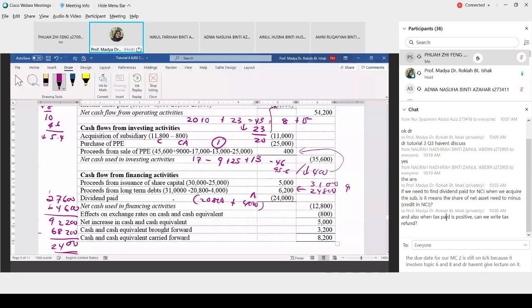So effect of the exchange rate on cash and cash equivalent. Since you have a loss here, that loss you need to minus here. So you're going to have net increase in cash and cash equivalent. This one refers to the additional information number 3. It's mentioned that the loss of forex will affect your cash and cash equivalents. So since this is a loss, you need to minus. So net cash and cash equivalent 500, and then the beginning balance 3 200s, and then the ending balance will be 8 200s.